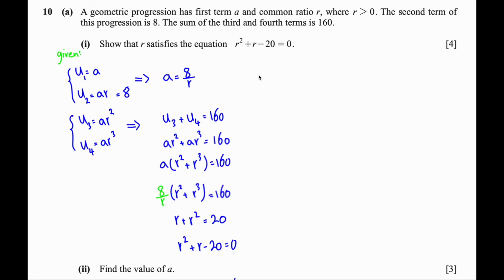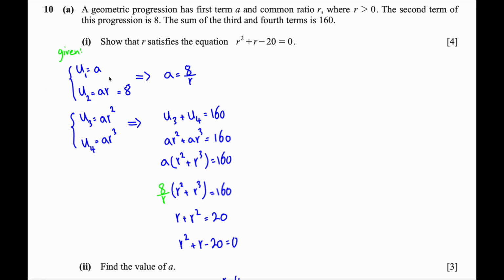Question number 10, part A. A geometric progression has first term A and common ratio R where R is greater than 0. The second term of this progression is 8. The sum of the third and fourth terms is 160. In part I have to show that R satisfies this equation.